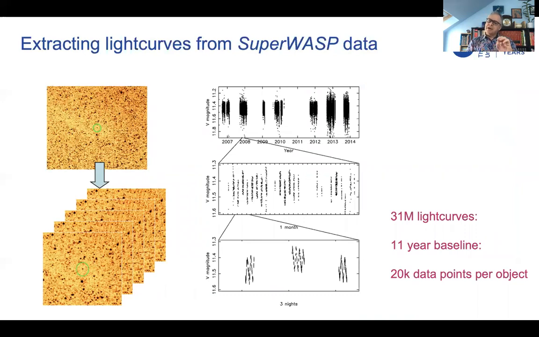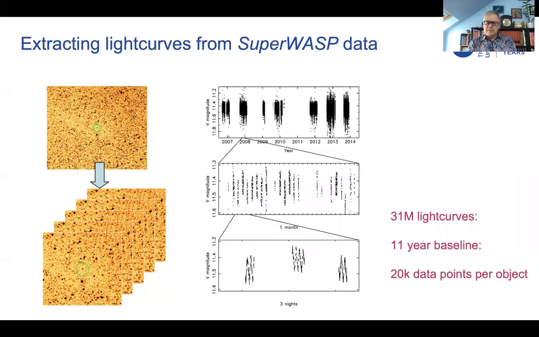That means essentially measuring the brightness of every star in every image and joining those measurements together to make a light curve, as shown here. So on the left, there's an image of the sky in false color with an individual star ringed with a green circle. And all we do is measure the brightness of that star in every image and then plot all those brightness measurements as in the graph at the top.